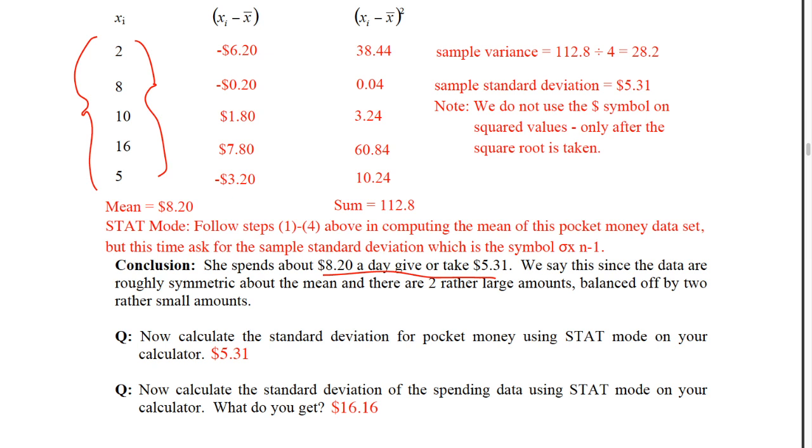So it's only 5 values, but we can assume symmetry. We'll assume that if you put these in order and you had maybe a few more weeks, we're assuming symmetry. That's really important that you realize you can only make a calculation of the mean and standard deviation if you assume symmetry. It's hard to assume that when you only have 5 values, but if we had more data, we think it'd just be symmetric. So she spends about $8.20 a day, give or take $5.31.